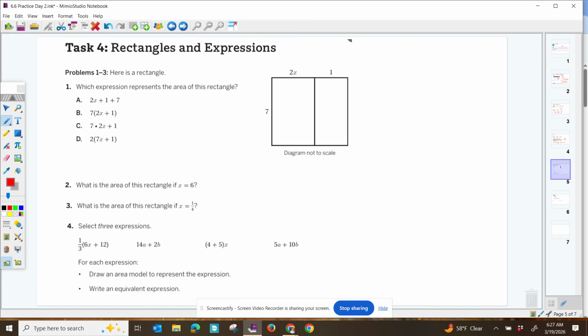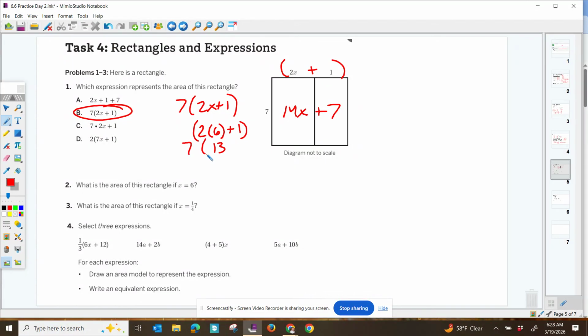Here's a rectangle. I've got 2x plus 1, so that's 7 times 2x plus 1, which is the same as 14x plus 7. Which one is that? That's B. What's the area? If x equals 6, I'm just going to do 2 times 6 plus 1. That's 13. Times 7 is 91. If it's 1/4, 2 times 1/4 is a half plus 1. 7 times 1 1/2 is 10.5.